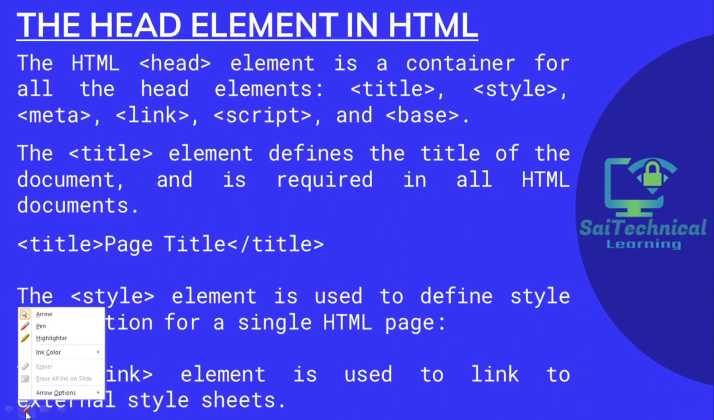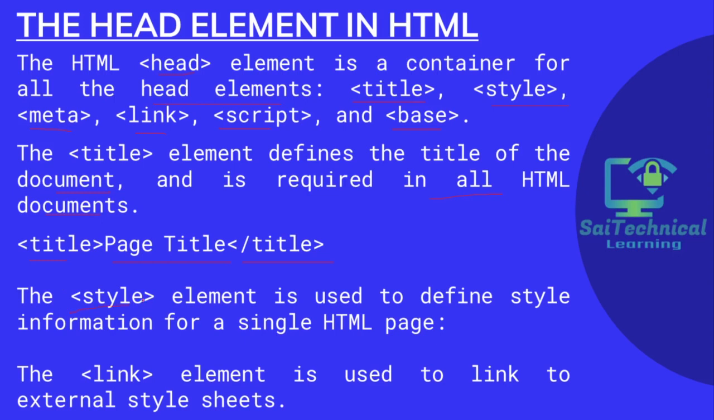Next one, that is the head element in HTML. The head element is the container for all the head elements like title, style, meta, link, script, and base tag. For example, the title tag defines the title of the document and is required in all HTML documents. For defining the title, we simply need the title tag, the name of the title, and again we need to close that title tag. That means the page title will be displayed on the tab of your web browser.